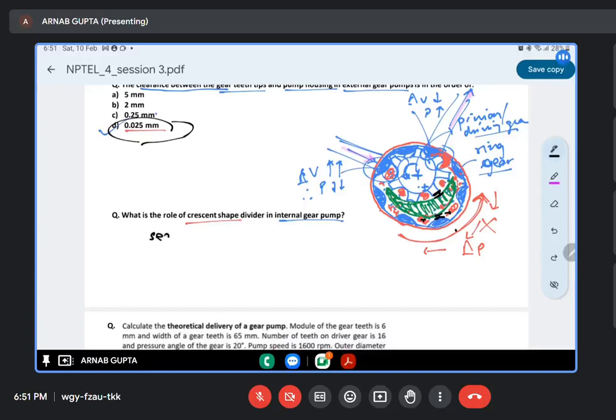It acts as a seal between the discharge and the suction ports. So this is your suction port and this is your discharge port. So from here to here, it acts as a seal and it prevents the backflow of liquid. If this crescent shape divider was not there, then we couldn't say that this was a positive displacement pump.